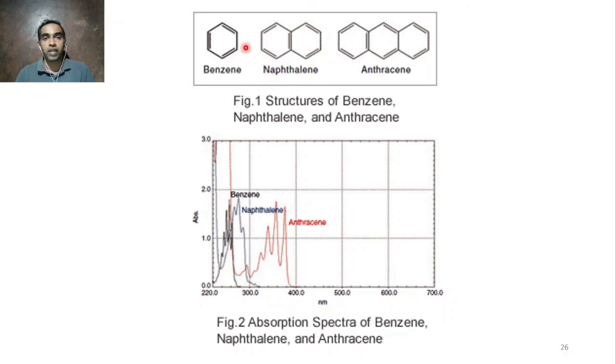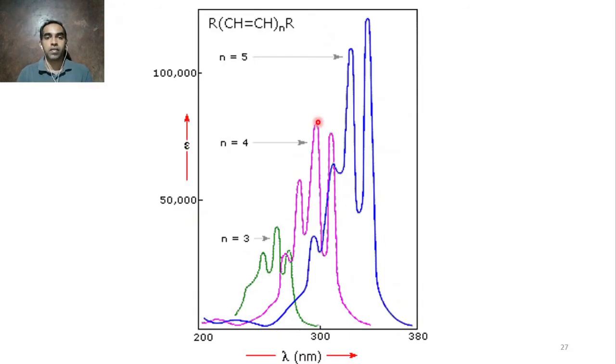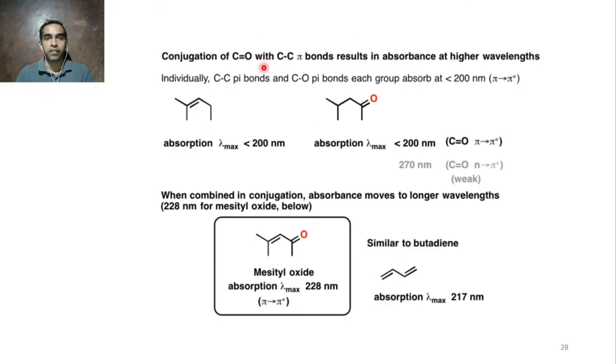And you can see some more examples, where benzene, naphthalene and anthracene. You can see here benzene comes around 230 to 254 nanometer, you have already seen. And naphthalene is shifted towards around 300 and anthracene comes close to 400. So it is shifting towards the right, bathochromic shift. You can see here n equal to 3, n equal to 4, n equal to 5. As the conjugation increases, it is getting shifted towards the right side.